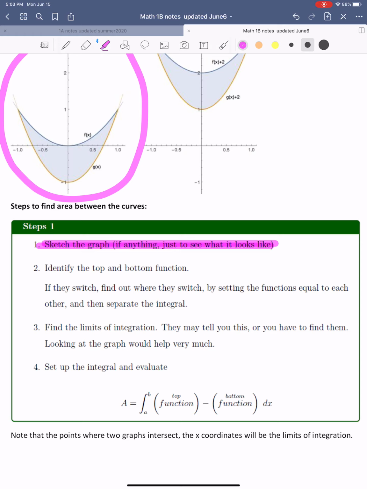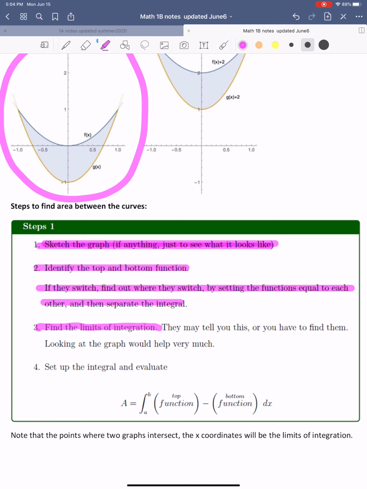You can do that by plugging different x values over the interval. Whichever gives you higher y value, that is the top curve. Whichever gives you lower y value is the bottom curve. Step 2 is identify the top and bottom function. If they switch, find out where they switch, because sometimes they will switch. The top curve will become the bottom curve, and bottom curve will become the top curve at a particular interval.